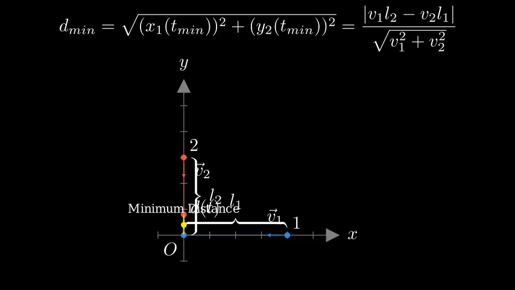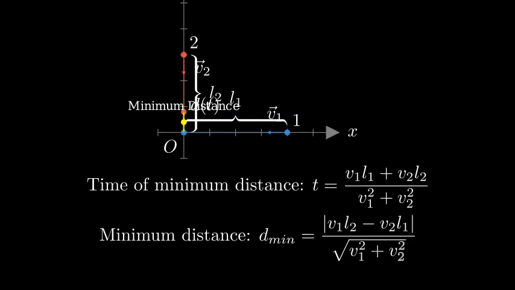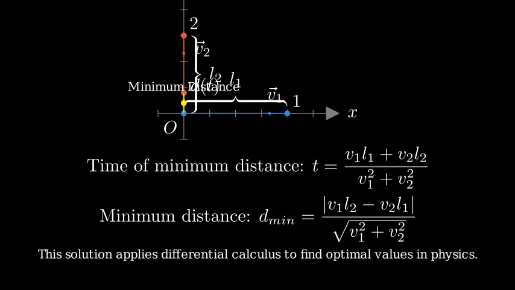To summarize our solution, the distance between the particles becomes smallest at time t equals (v1 L1 plus v2 L2) divided by (v1 squared plus v2 squared). And the minimum distance between them equals the absolute value of (v1 times L2 minus v2 times L1), divided by the square root of (v1 squared plus v2 squared). This elegant solution demonstrates the application of calculus to physics problems involving motion.